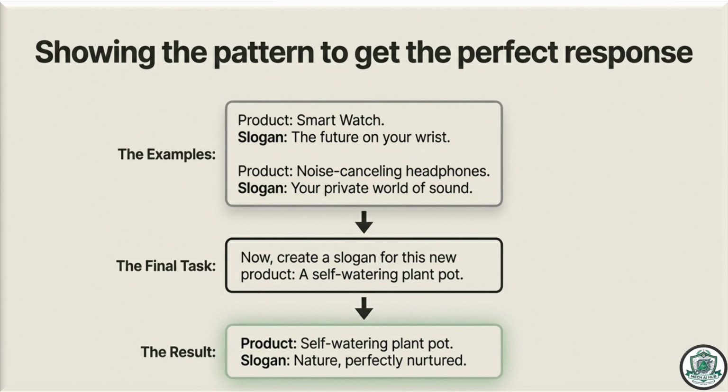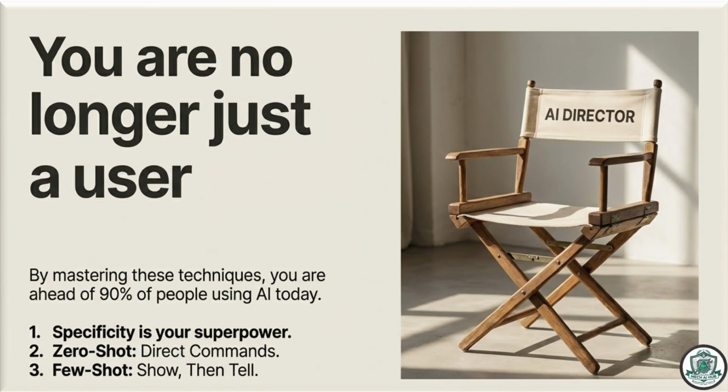By showing the AI the product to slogan pattern, you guide it to give you a highly targeted, perfectly formatted response. To recap, stop being vague. Use zero shot for quick tasks and use few shot when you need a specific pattern or style. If you master these two techniques, you are already ahead of 90% of people using AI today. You are no longer just a user, you are an AI director.